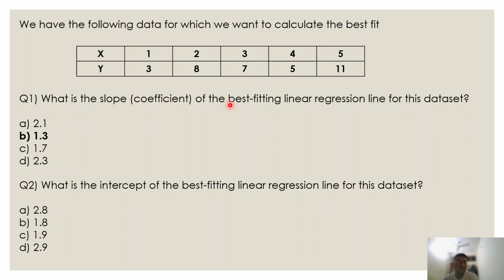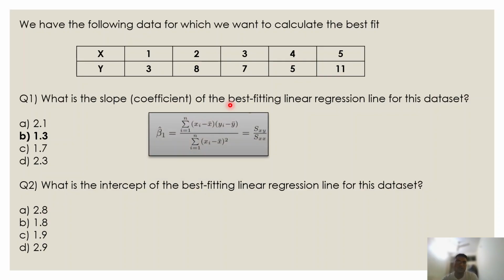Okay, so B is the correct answer. Prakash, just check your calculation; maybe some error is there. This is the formula which we utilize to calculate B1. If you have B1, it's very easy to calculate B0 to answer the question also. You should know the means of X and Y, then just put them into the formula and you will have the answer.